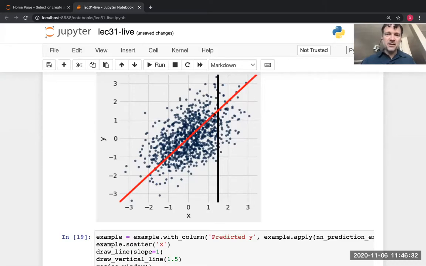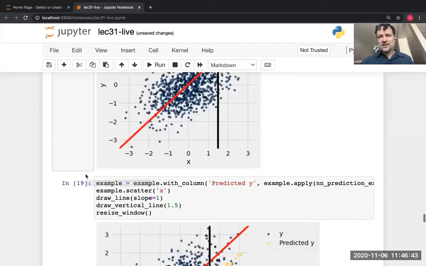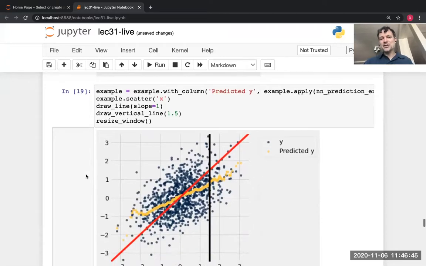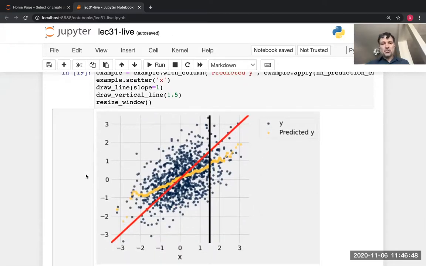Is it going to be above? Is it going to be like this red line? Is it going to have a lower slope, a larger slope? Less steep, lower slope. That's right. So here's what you get. There's what the prediction line with the nearest neighbor regression looks like.